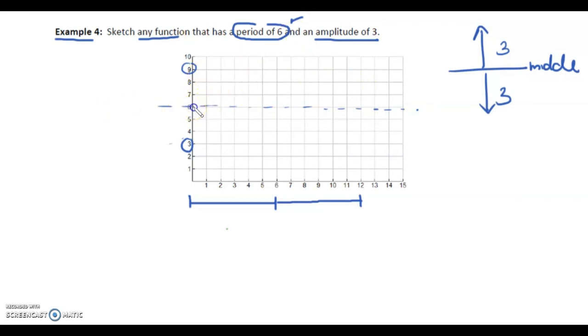So let's start at 6, we'll go up 2, and then after 2, let's go down, all the way down after 2, and then back up to 6. Okay, so up 2, down all the way, outline is there, and then up 2. Okay, that would be a function, again, with period of 6, amplitude of 3.